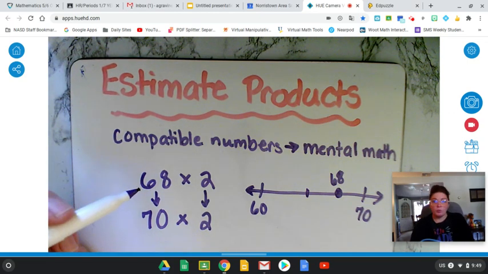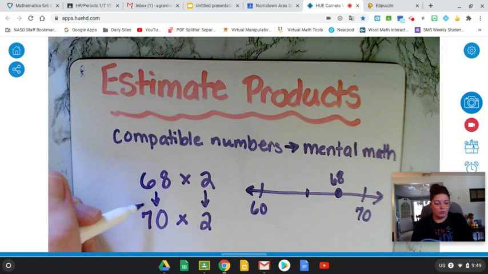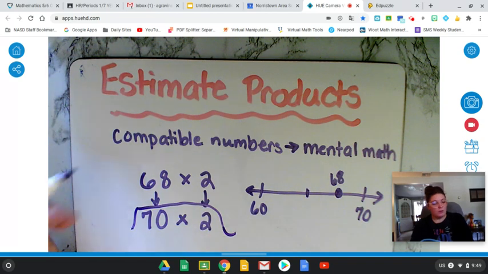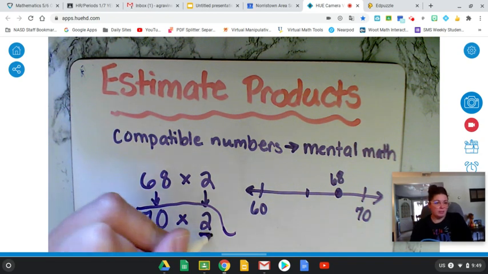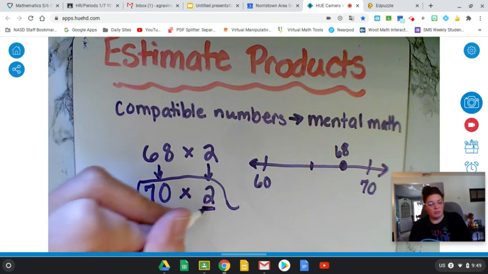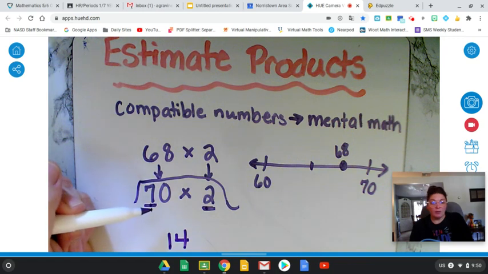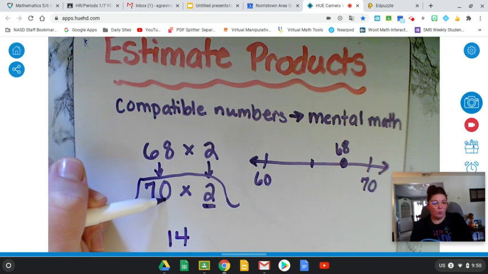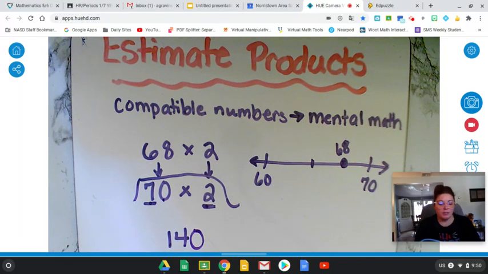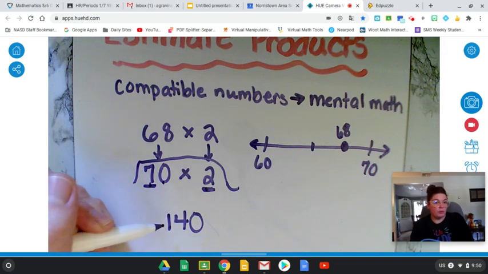And this goes back to what we learned the other day with multiplication patterns. So what I'm going to do in 70 times 2 is I'm going to pull out my basic fact, which is 7 times 2, and multiply that. 7 times 2 is 14. And then I count all my zeros, 1, and I add that to the right of my 14. So 70 times 2 equals 140.